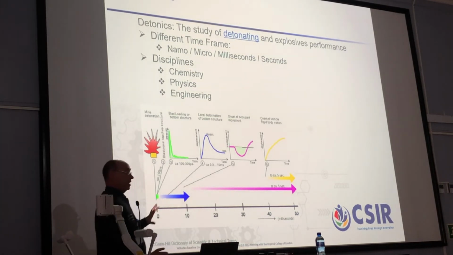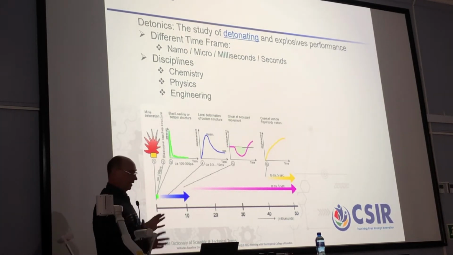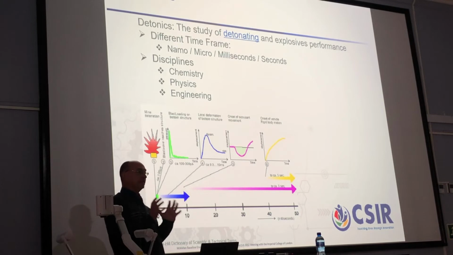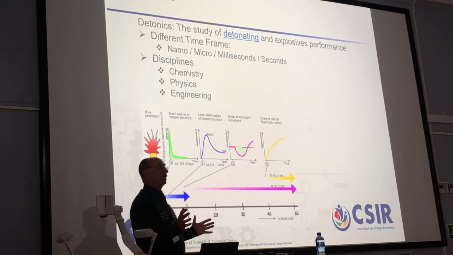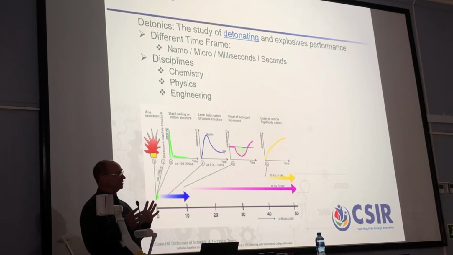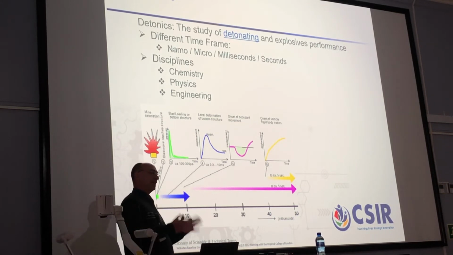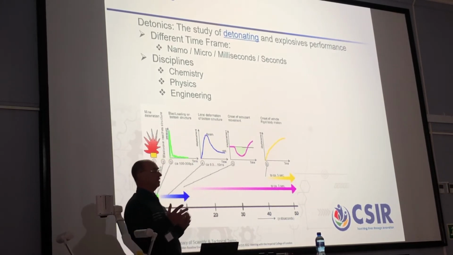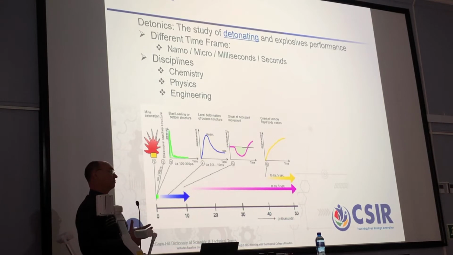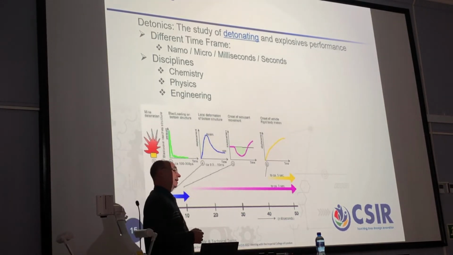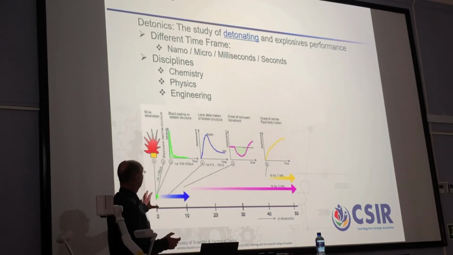So now onto the areas that we study: detonics. The main key you need to take here is that detonics is in a different time frame. It's in another world. We're talking hundreds, sometimes tens, but hundreds of nanoseconds through to, in the extreme cases, seconds. But literally, most detonations are over within about 1 millisecond. The smaller ones are over in less than 50 microseconds. And that's what I'm trying to show you here.